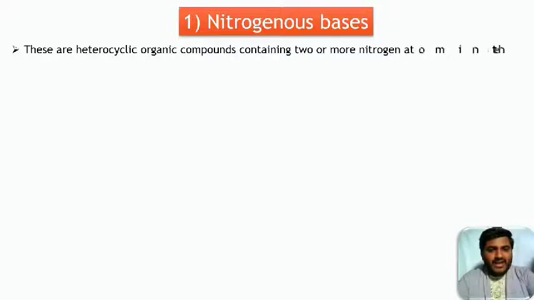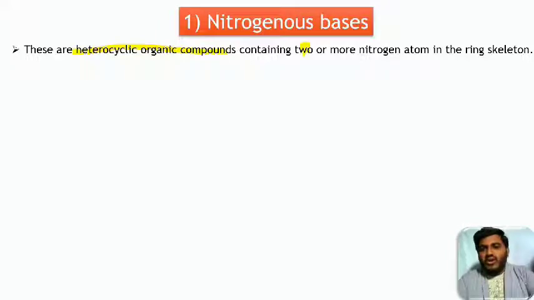What are nitrogenous bases? They are heterocyclic organic compounds containing two or more nitrogen atoms in the ring skeleton. What is a heterocyclic organic compound? It is nothing but an aromatic ring which contains a heteroatom like nitrogen, oxygen and so on. We will study them one by one.